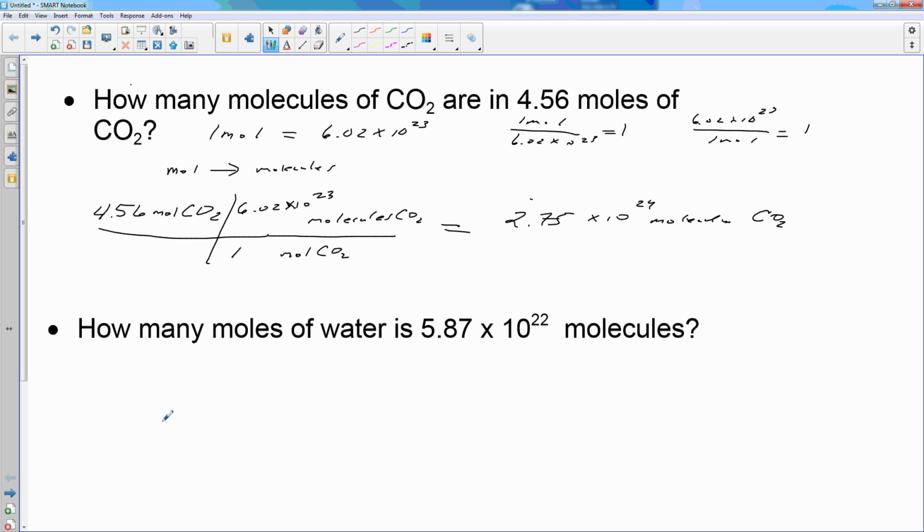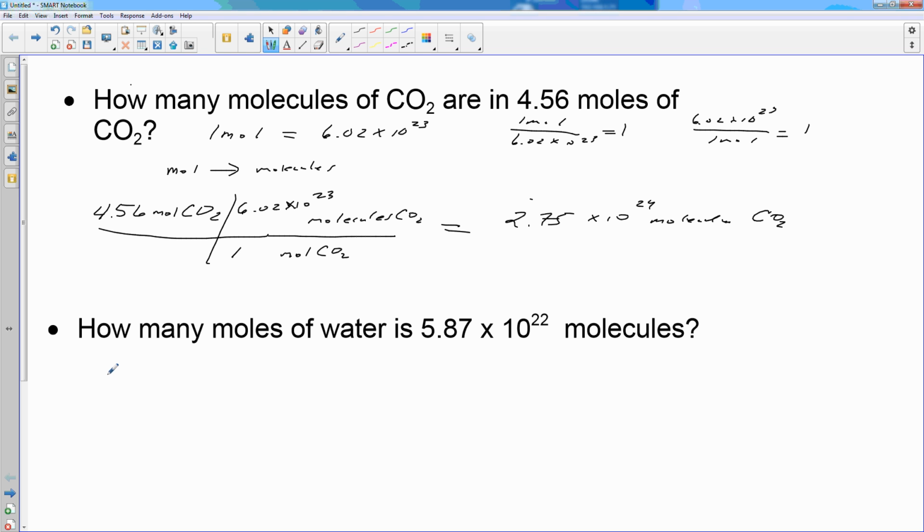All right, on to the next one. Here we want to know how many moles of water we have if we have this many molecules of water. And notice this is less than our expression up here, 1 mole, so we should have less than 1 mole as our answer, some number less than 1. Try to use some analytical skills here when we're looking at these problems.